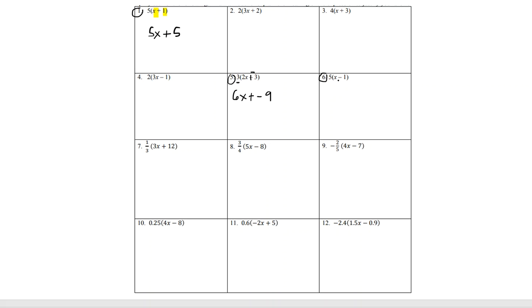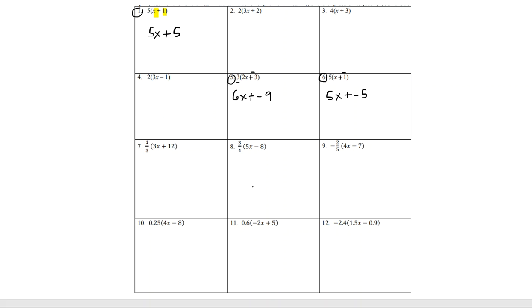Okay, so in this one, let's change the subtraction to adding a negative. And now let's distribute the 5. 5 times x is 5x. 5 times a negative 1 is a negative 5. So this becomes 5x plus negative 5.